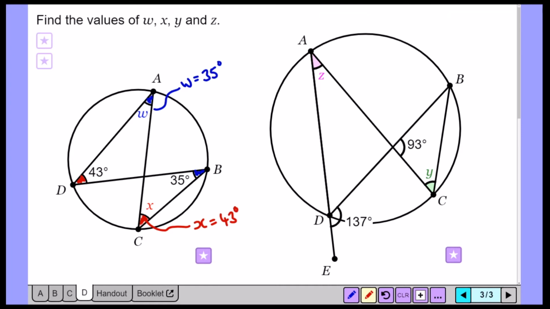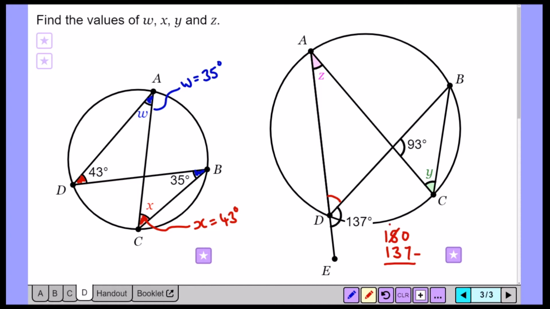The second example is a little bit more complicated than this. We're going to need to use some of our angle facts as well as our circle theorems to help us find the missing angles. So I'm going to start off by working out this angle just here, and I can get that because angles on a straight line add up to 180. So I need to do 180 take away 137.